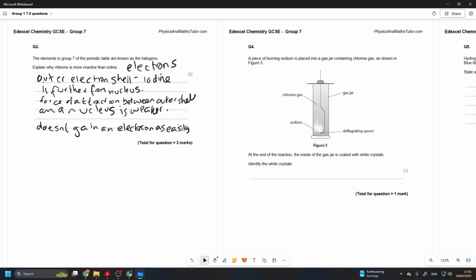Okay, next it says a piece of burning sodium is placed into a gas jar containing chlorine, as shown in figure 5. Look at that. At the end of the reaction, the inside of the gas jar is coated with white crystals. What could that be? Well, we've got sodium and we've got chlorine. That's all that's there. So what is it? That's right. It's sodium chloride.